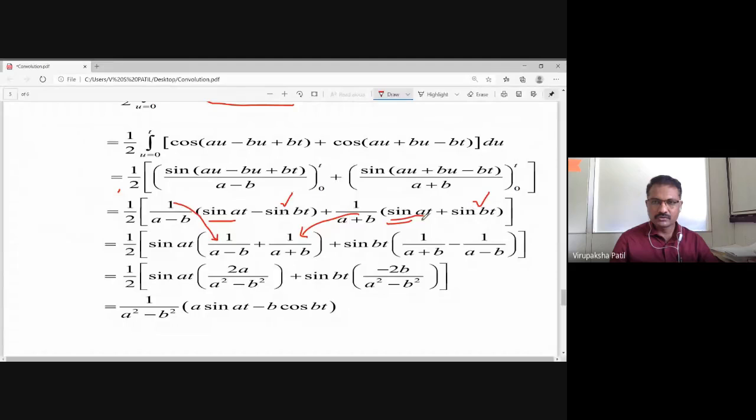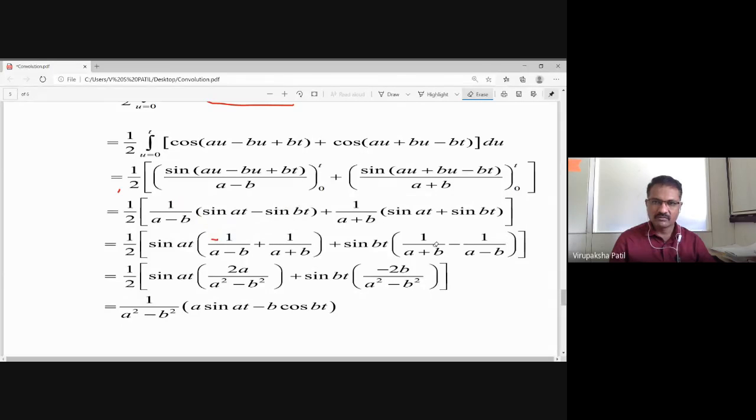From these two terms, I will take sin bt common. From this term, you are left with a negative sign and this is the positive sign, so I have written plus first here. So from this term you are left with 1 divided by a plus b, and from this term, since you are taking plus sin bt, you are left with minus 1 divided by a minus b common. After this, you need to simplify it further.